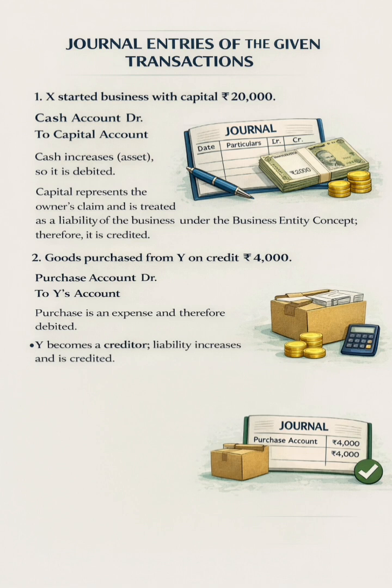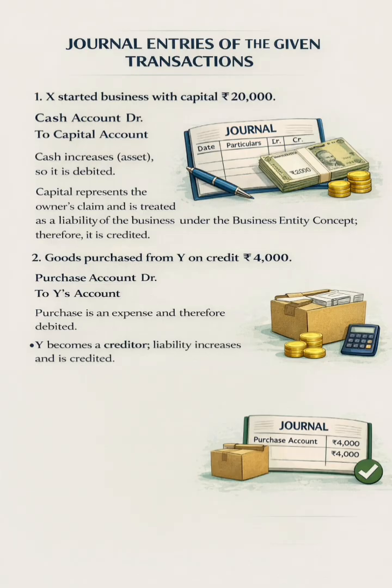Journal entries of the given transactions. 1. X started business with capital 20,000 rupees. Cash account debit, to capital account. Cash increases, so it is debited as increase in asset is always debited. Capital represents the owner's claim and is treated as a liability of the business under the business entity concept, therefore, it is credited.